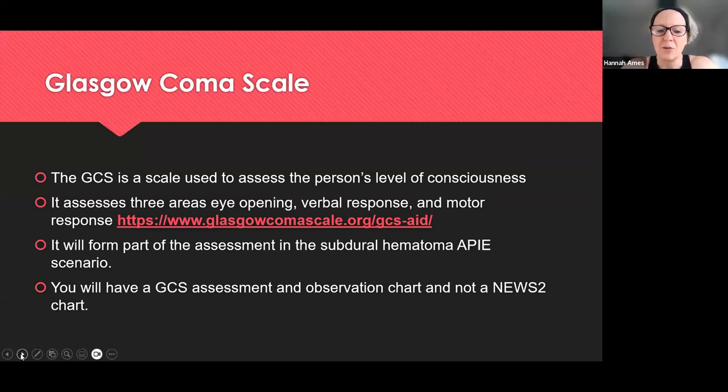You will have your Glasgow Coma Scale assessment chart, which includes where you also document your observations, and you will not have a NEWS2 chart if you have the subdural hematoma. So you will be putting all your documentation, your observations, your vital signs, and your GCS assessment onto the one GCS documentation chart, which I just showed you at the beginning.